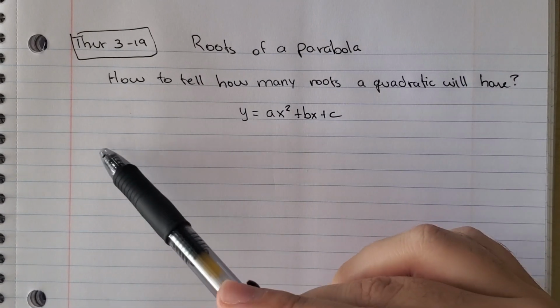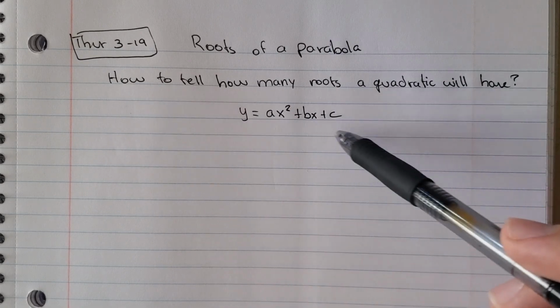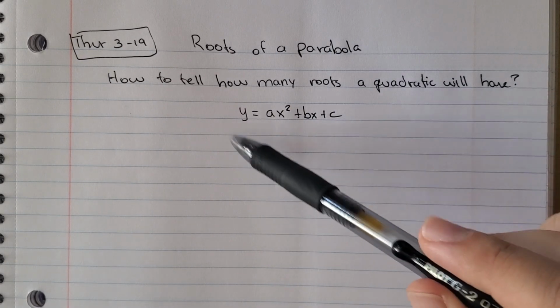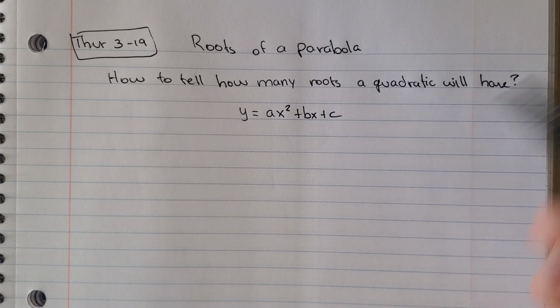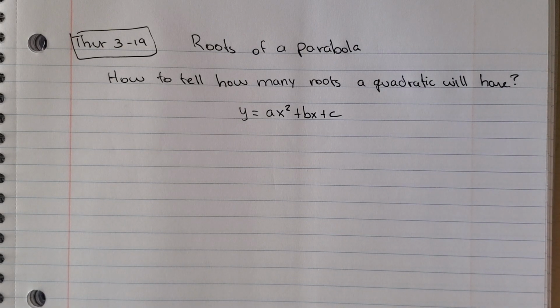And the guiding question will be really this: how to tell how many roots a quadratic will have if we just have this equation y equals ax squared plus bx plus c, and we don't have a picture. Again, a picture is really easy. You can just spot it. In here, how can we tell information without having to graph it? Because as you'll see tomorrow, it could be a little hard to graph these things.